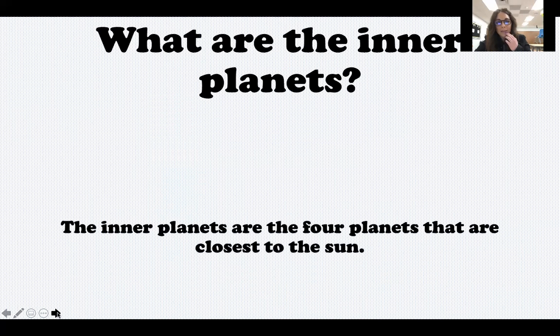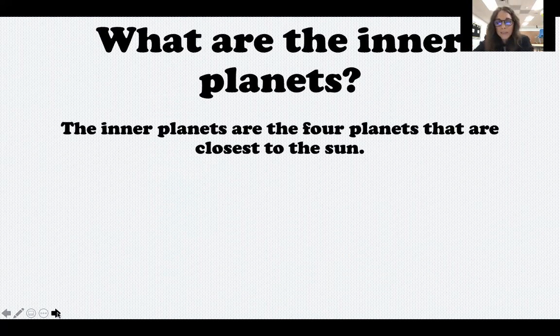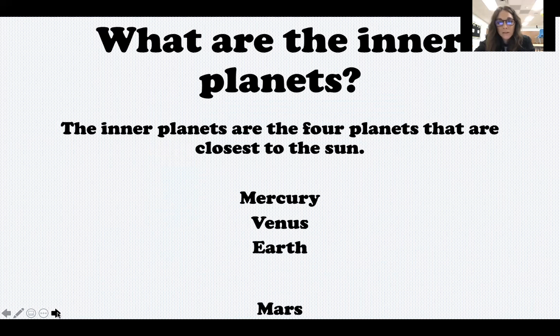So the inner planets are the 4 planets that are closest to the sun. The first 4 planets in our solar system. These are Mercury, Venus, Earth, and Mars. We're just going to focus on these 4 planets this week. Next week, we'll be learning about the 4 outer planets, okay? So Mercury, Venus, Earth, and Mars. We're going to talk a little bit about each one, and then I'm going to tell you a couple of things that all 4 of these planets have in common.